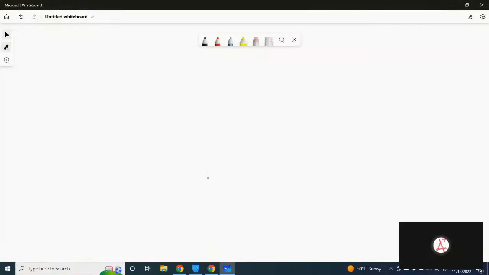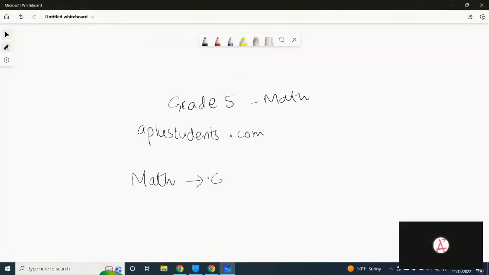So we're going to start with grade 5 maths. You can find all the lessons on aplusstudents.com. You have to log in there using your email address and password as provided by the administrator. Then you have to select math from the subject tab. Scroll down to grade 5.